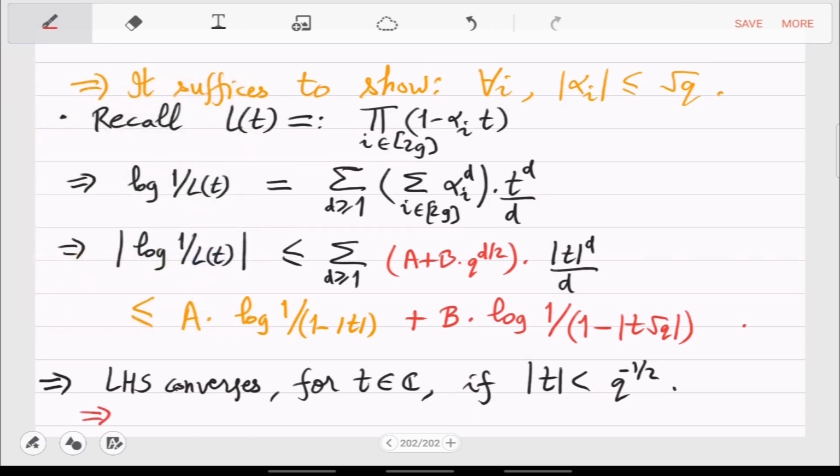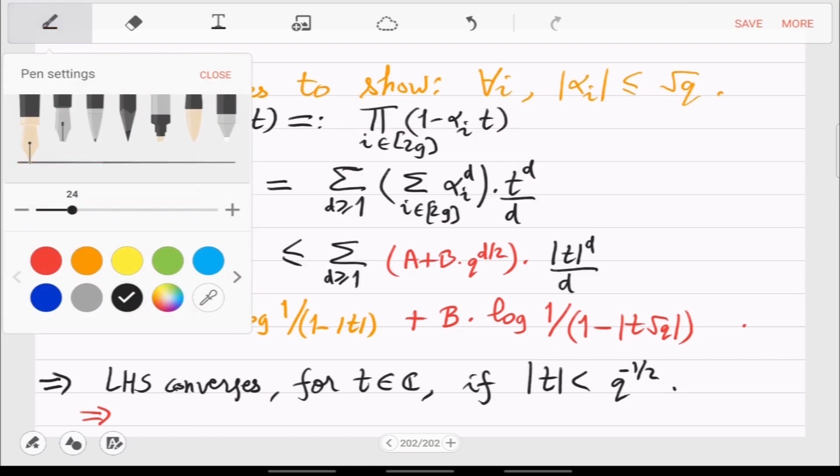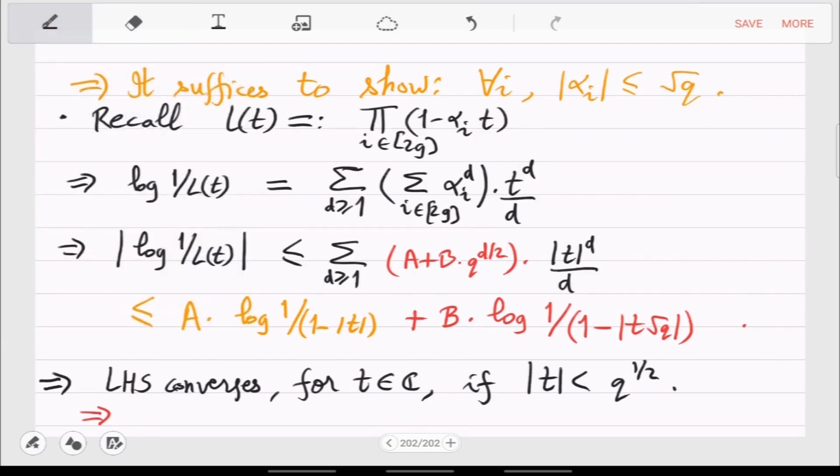T can't be 1 also, no? It has to be greater than, oh no, 1 over square root of q. That is log of 1 by 1 minus t also, that term, right? No, this expression is already a fraction, right? 1 over. Yeah. q is minimum 2, so it's less than 1 over square root 2. Correct. So that's important. So from this what we learn is that in fact we learn about the zeros of L.